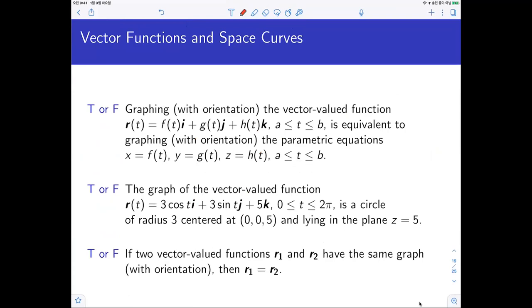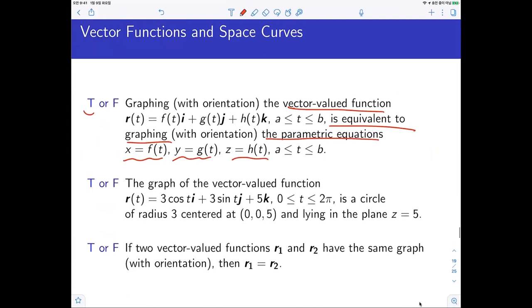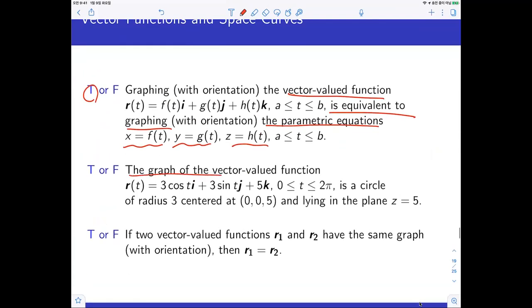Okay, now the vector function and space curve. Graphing the vector valued function is equivalent to graphing the parametric equations x equal f(t), y equal g(t), and z equal h(t). So this is true. The graph of this vector valued function here, x is cosine t, y is 3 sine t, and z is 5. Since x and y satisfy x squared plus y squared equal 9, which we denote as 3 squared, and z equal 5.